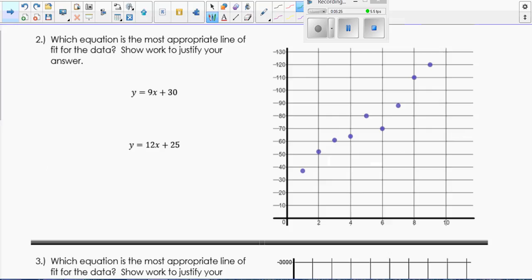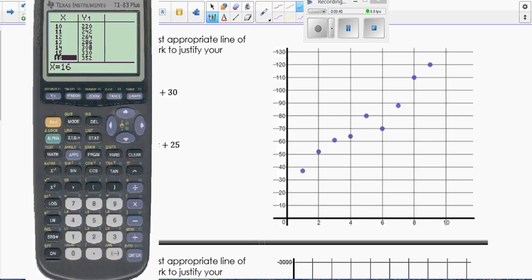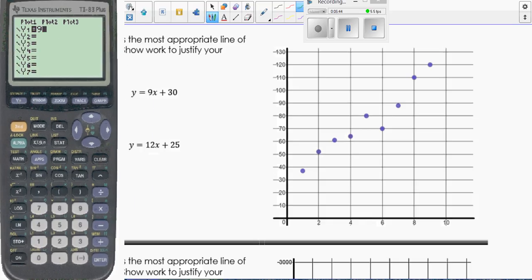All right, on the next page, you're given 3 graphs and you're just asked which equation is a better fit for the data. So we're going to do the same thing we just did, and put both of these equations into our graph, and see which one follows our data better. So go ahead and pick up your calculator. We're going to go to y equals, and put in those equations. We're going to put 9x plus 30, and then we're also going to do 12x plus 25.